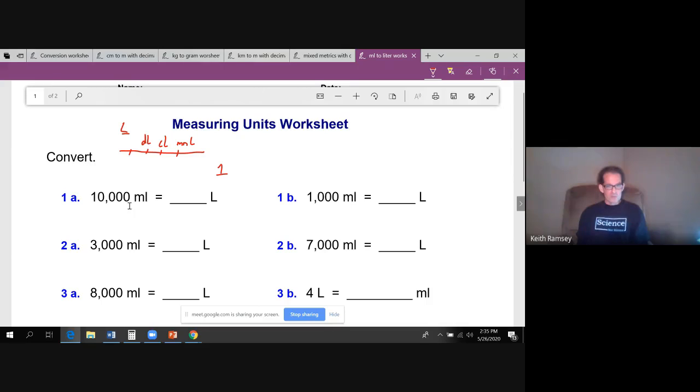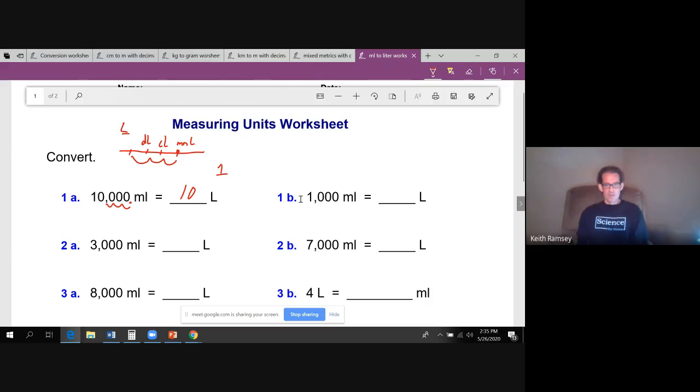So I'm going to go from, here's my decimal. I'm over here at milli, and I have to move this way to reach liter. So I'm going to the left once, twice, 3 steps. So I move it once, twice, 3 steps. So I know there's 10 liters in 10,000 milliliters.